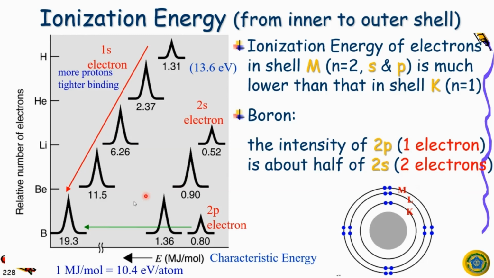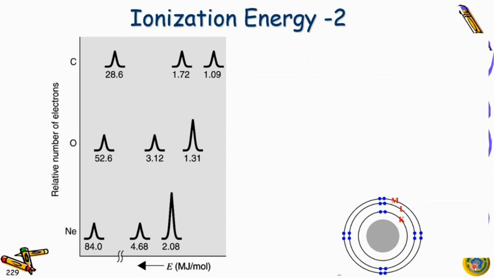And then for the case of boron, the intensity of 2p, this is intensity, okay? Intensity of 2p, 1 electron, is about half of 2s, because 2s has 2 electrons. So the intensity is about half. So this is about double. Intensity is about double compared to this one.